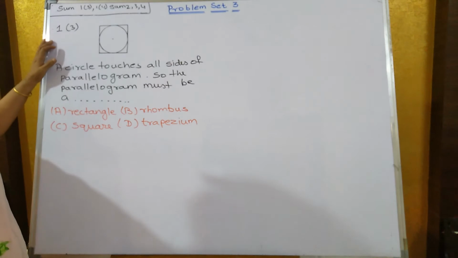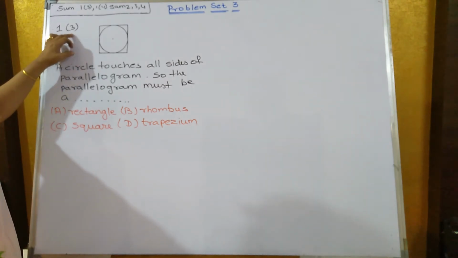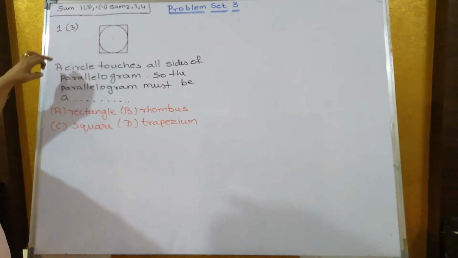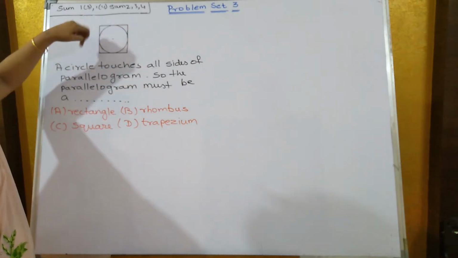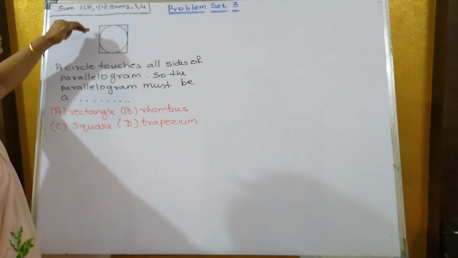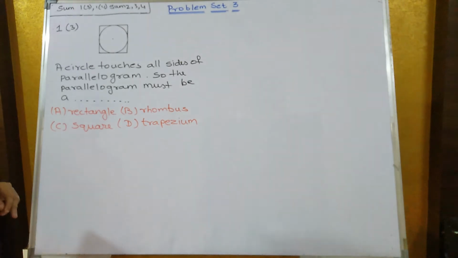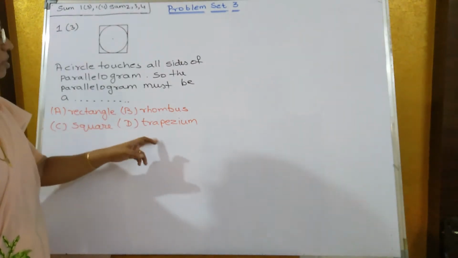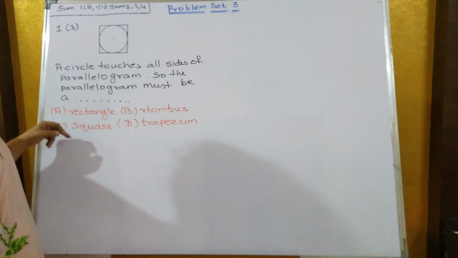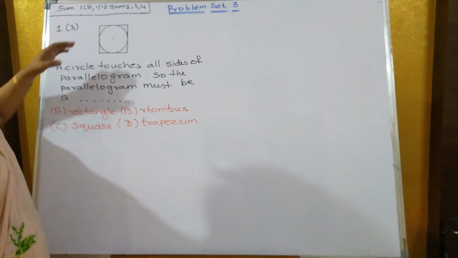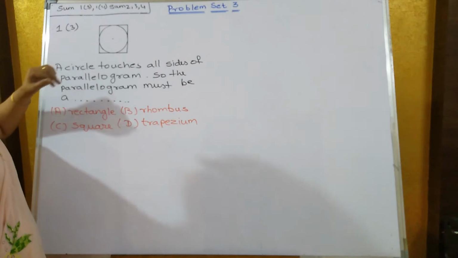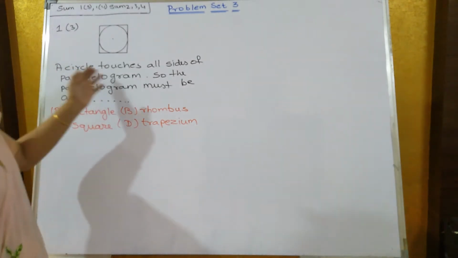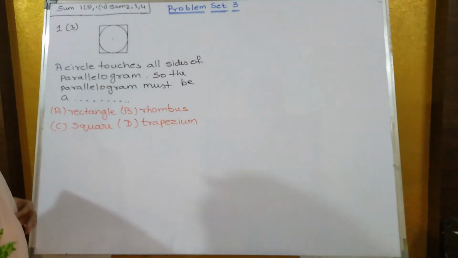Now sum number 1, question number 3. They have given that a circle is touching all the sides of a parallelogram. So the parallelogram must be what? Is it a rectangle, rhombus, square or trapezium? It cannot be a rectangle or square, because for a rectangle and square it should be mentioned that all the angles are 90 degrees, but in the question it is not mentioned that the angles are 90 degrees.